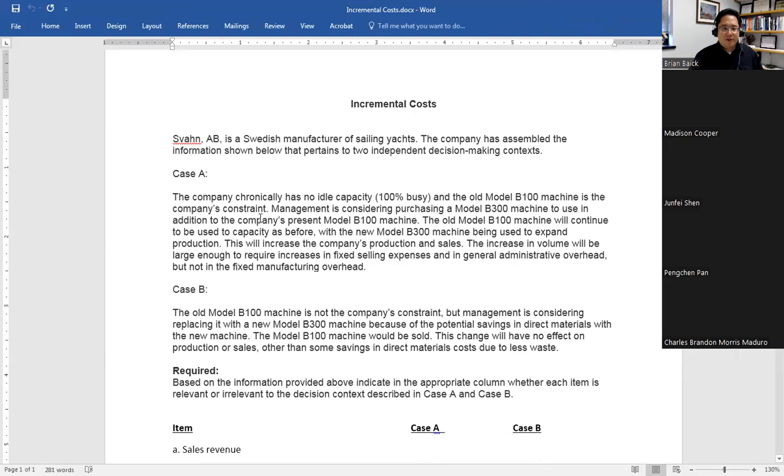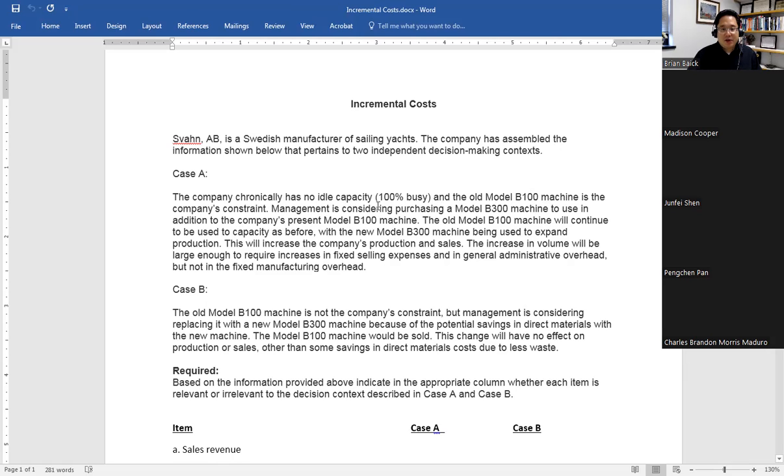It says we have this company under case A that has no idle capacity. That means they're 100% busy. That means if you want to buy some units from me, the only way I can do that is to take away units that I'm trying to sell to somebody else. We have an old machine, B100. It says the old machine model B100 is the company's constraint. Let's keep reading and maybe we can get some more context.